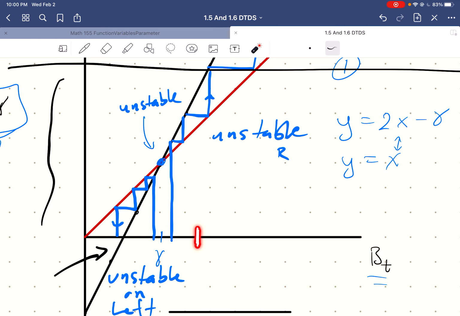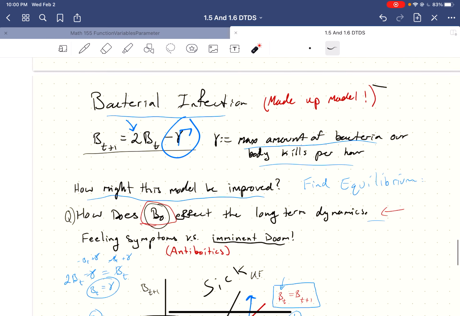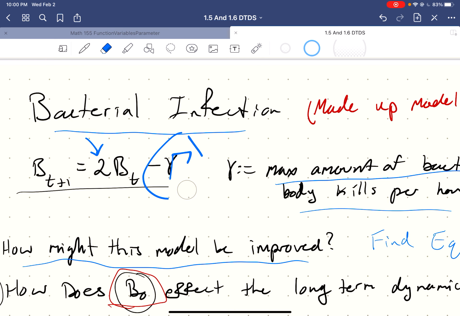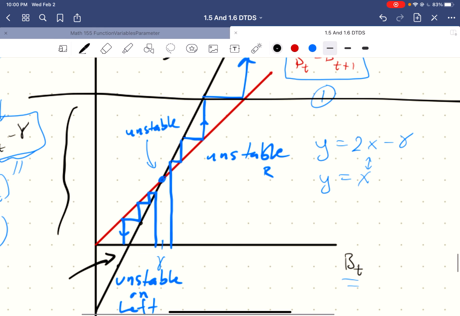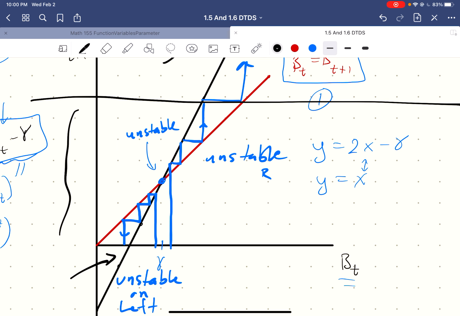But then those antibiotics are gone. So we no longer have this capital gamma, right? That's gone. We're back to lowercase gamma. Only our body is fighting off the infection now. So once you stop taking antibiotics, you're back to this dynamical system that's already pictured.